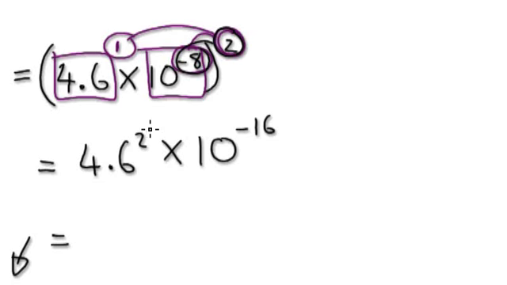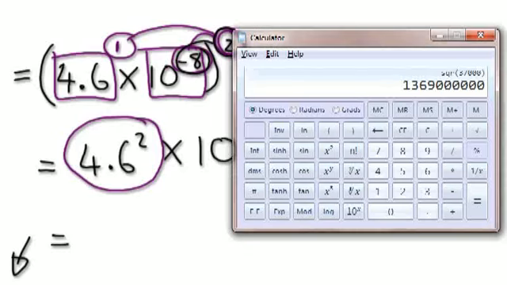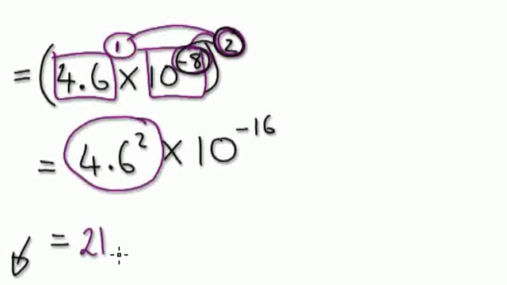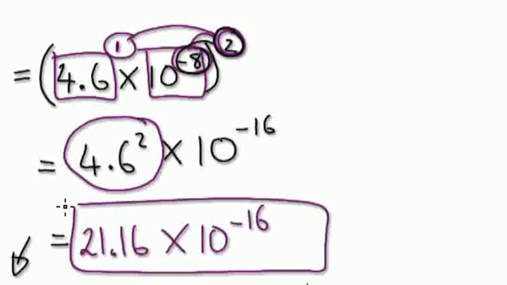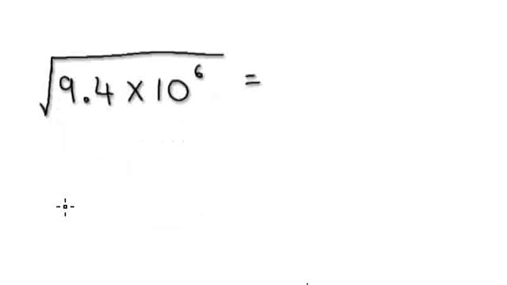So maybe jump to your calculator and do this bit here. 4.6, clear this, 4.6 squared. That would be 21.16 times 10 to the power of minus 16. So this would be your answer here. Okay. All right, this one here.